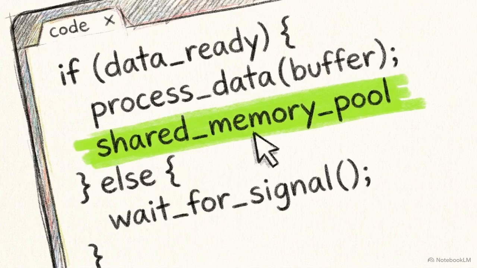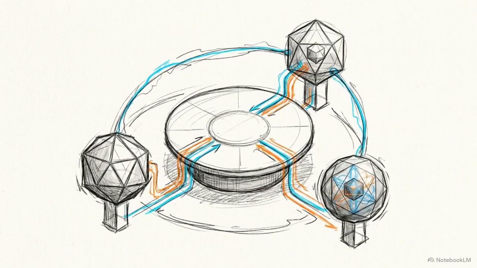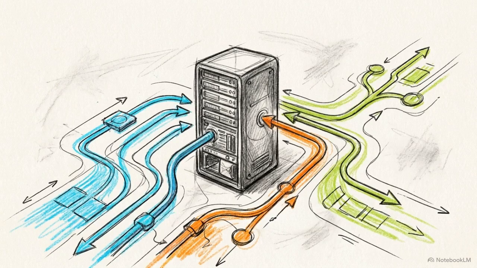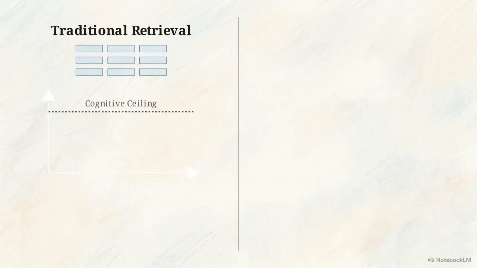The most critical setting here is initializing the shared memory pool variable. Establishing this secure master control room ensures your agents can read, write, and reference the same context simultaneously, eliminating the bottlenecks that usually crash complex agent workflows. Take a look at these two models. On the left is traditional retrieval. It hits a hard cognitive ceiling because the core intelligence of the model remains completely static. It just reads from flat files.